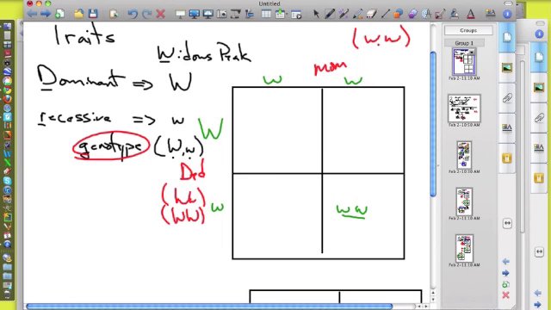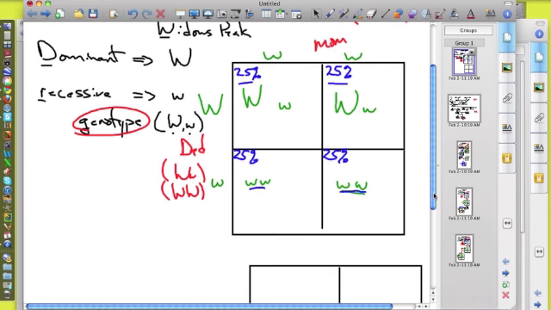When you do the math, you've got your capital and lowercase, and your capital and lowercase, and then you've got two lowercase. If you've got a 25% chance here, 25% chance here, 25% chance here, and 25% chance here, then essentially you have a 50% chance of coming up with no widow's peak or a 50% chance of a widow's peak. So there's some of our quick math as we look at our Punnett squares.